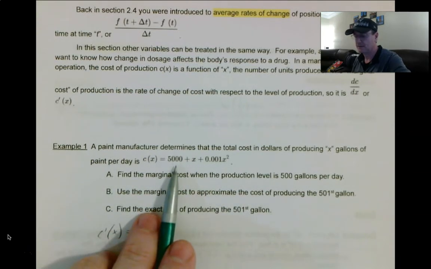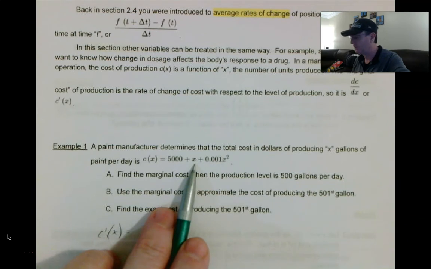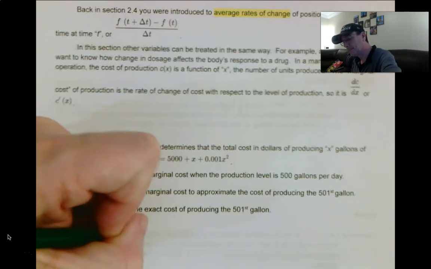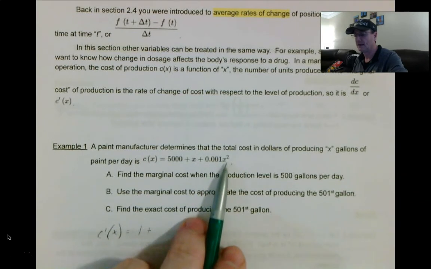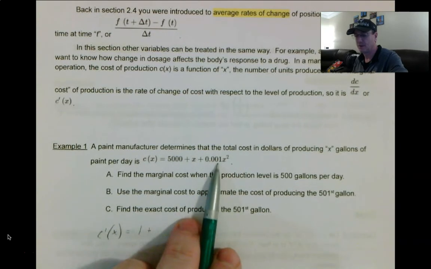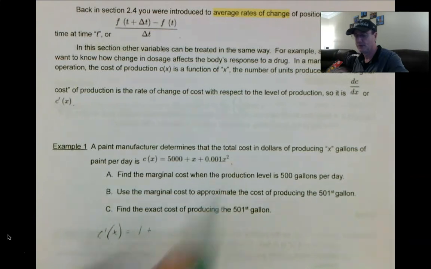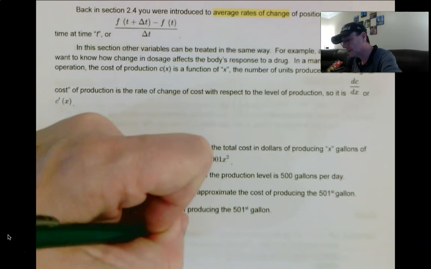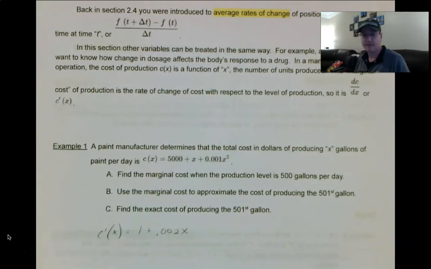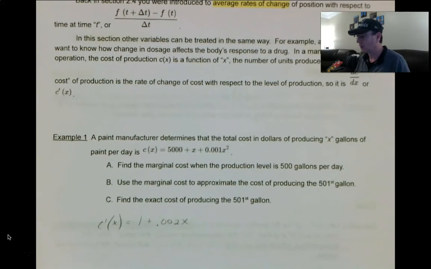Derivative of 5,000 is 0. Derivative of x is 1. Plus the derivative of 0.001 x squared is 2 times, this is the power rule, and then 2 minus 1, so 0.002x. And this is our marginal cost function.